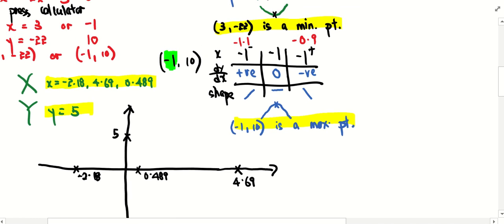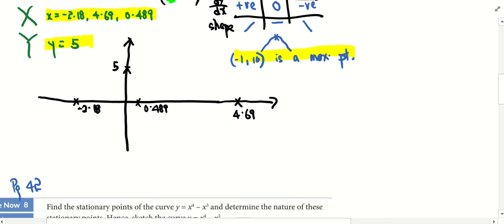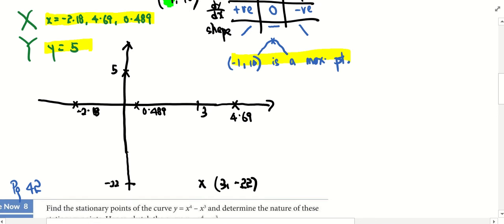Then I input the minimum point. 3, negative 22. Wow. 3 is somewhere here. Negative 22 must be further down. 3, negative 22. I just let you see, negative 1, 10. Oh, negative 1 is somewhere here. 10.